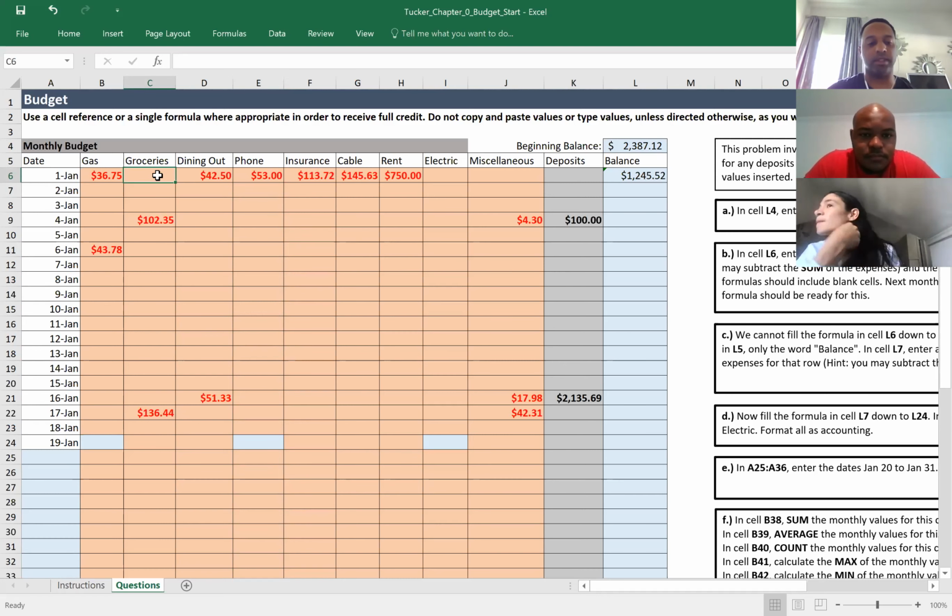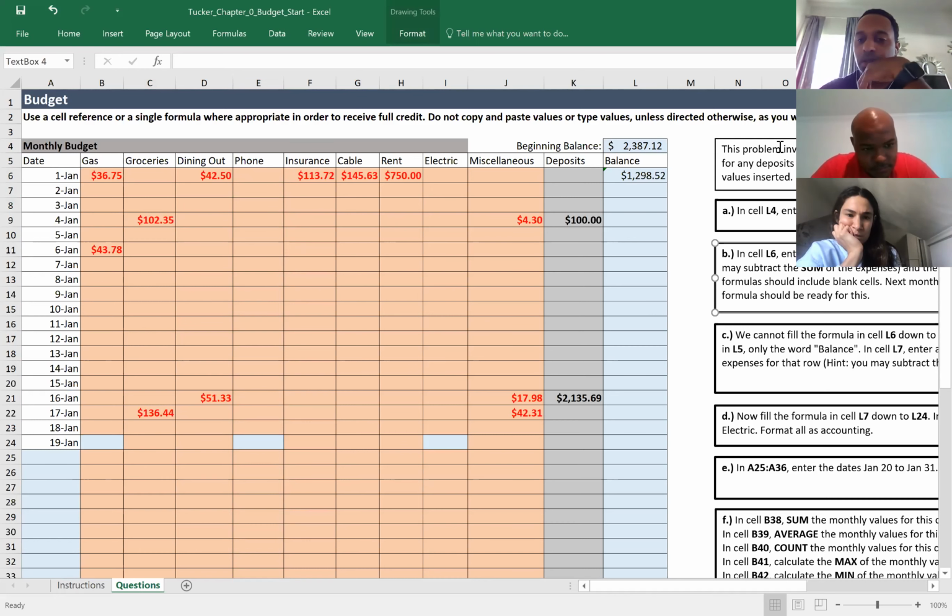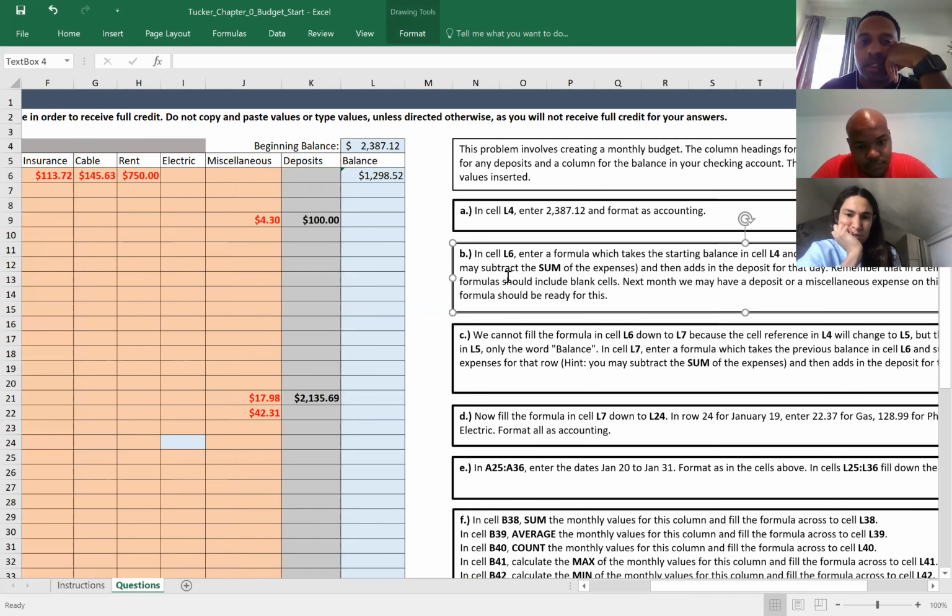All right, so we were at B in cell 6. L6, enter a formula which takes the starting balance and, oh no, that's the one we just did. We're looking to see. We cannot fill the formula in L6.